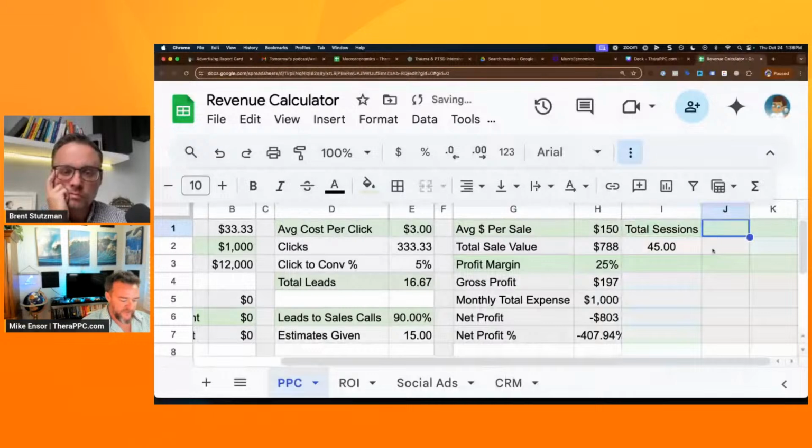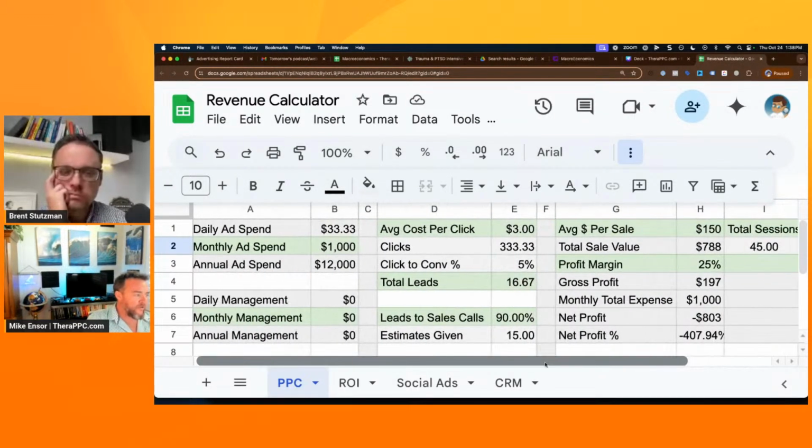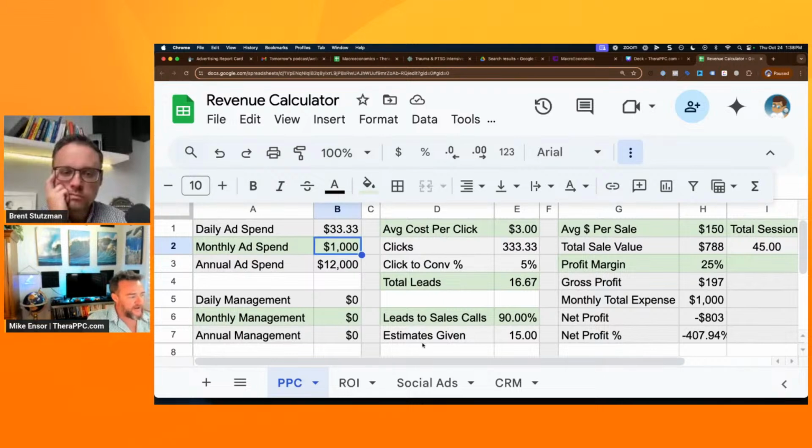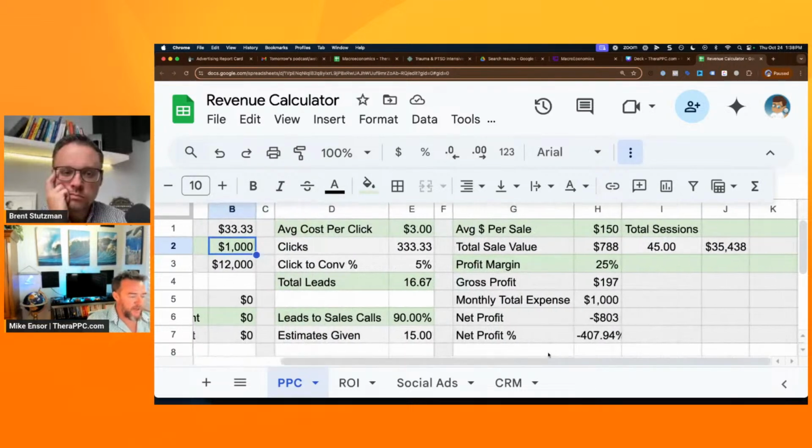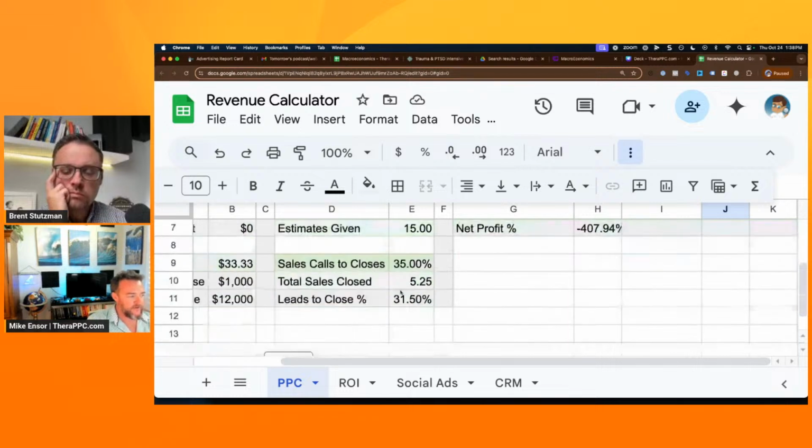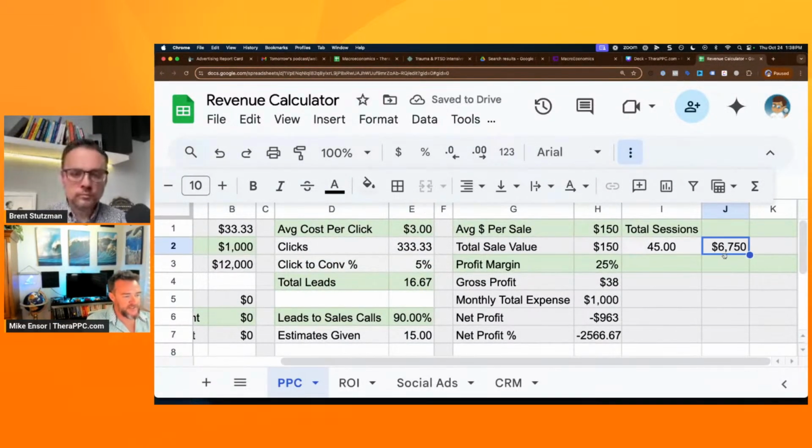From there, the lifetime value of somebody who attends your practice for 45 sessions is $35,438. So when you're looking at the overall lifetime value of the client versus how much you're spending in the month, you want to keep this in mind as well. Because even if you got one new client, you're still going to make $6,700 off the lifetime of that person. So keep that in mind.